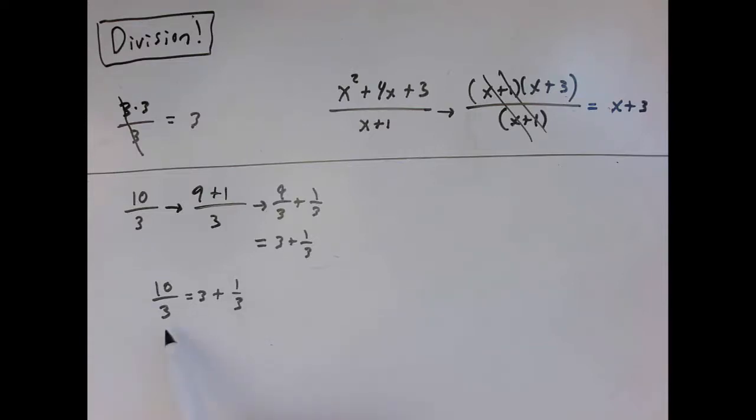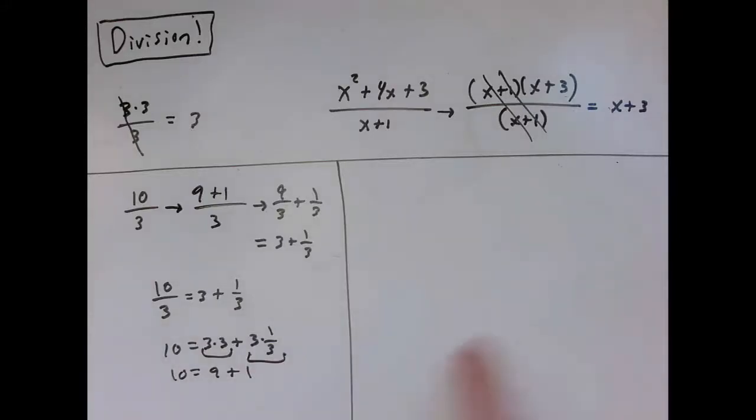And it sort of makes sense because if you multiply both sides by 3, now you've got the original thing that you were dividing is the same as 3 times 3 plus 3 times 1/3. So this gives you the 9, and here these cancel to give you the 1 remaining. So 10 is 9 plus 1. Again, all of these ideas about the structure of multiplication and division apply directly to polynomials. So what if we were to change it a little bit?